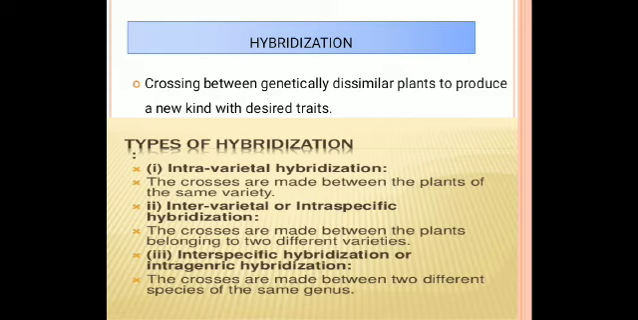The next one is intervarietal or intraspecific hybridization. It is the crossing between different species of the same genus. For example, Phyllanthus, Amaranthus, and Phyllanthus neruri. Phyllanthus species come under the same Phyllanthus genus, but Neruri and Amaranthus are different species. So the crosses between the same genus but different species are called intraspecific hybridization.